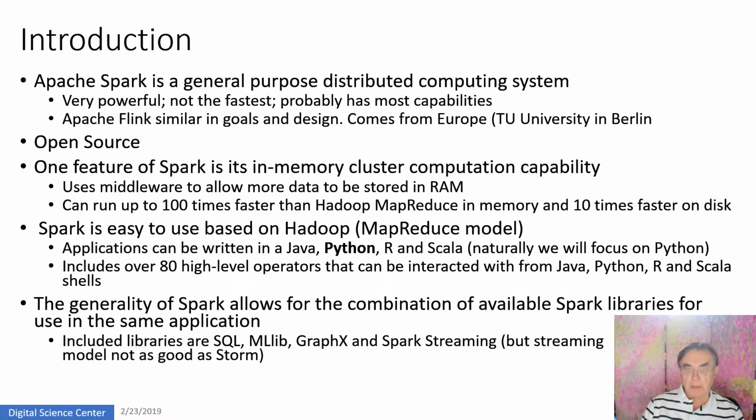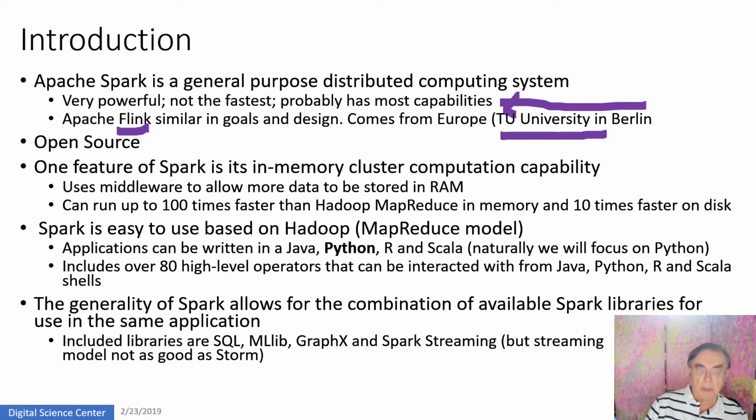All right, so it's a distributed programming environment, distributed computing system. It is not the fastest, but it probably has more capabilities than anybody else. We don't discuss it in detail, but you could note that Apache Flink, which used to be called Stratosphere, is similar in goals and design. Flink comes from the TU University in Berlin, Europe, and it is pretty competitive.